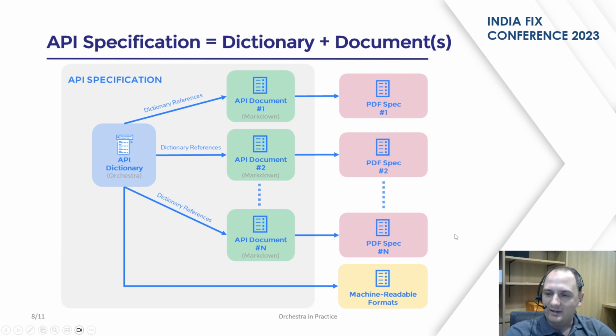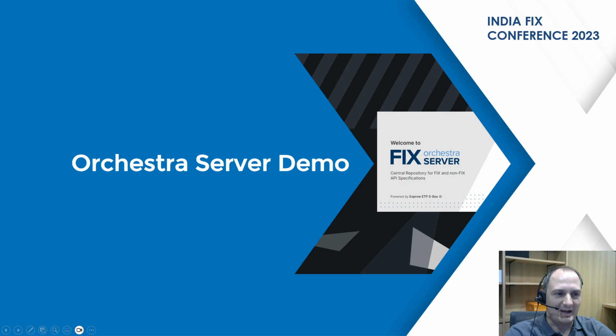And on the right side, you can see export formats. So the documents, the human-readable parts, can be exported as PDF, for example, and the machine-readable part, the dictionary, can be exported into formats such as Orchestra XML. Okay, let's take a look at the system in action now.